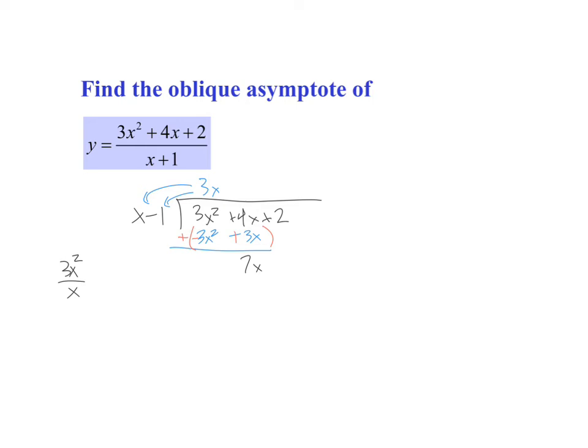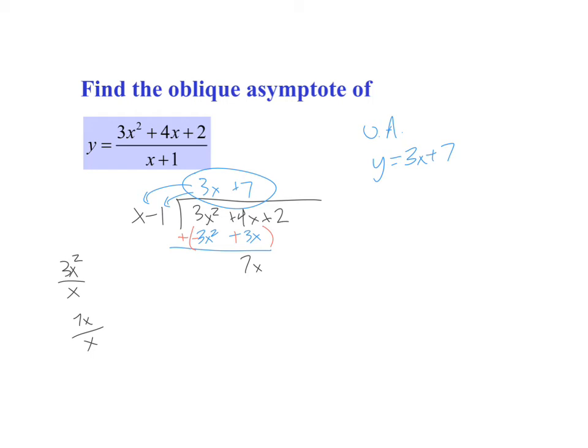Okay, we don't need to bring down the 2 because that's not going to affect our question anyway. We just need to get the remainder. So our next step would be take this leftover part and divide it by x again. So our leftover answer should be plus 7. And we don't even need to finish the question. We're done. That's our answer right there. So our oblique asymptote for this question should be y equals 3x plus 7.